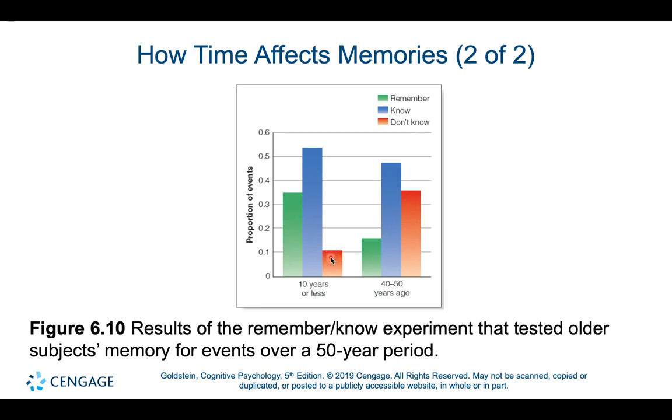But what increases is people who just don't remember. They don't know whether that happened to them or not. So we basically trade episodic memories for not knowing.